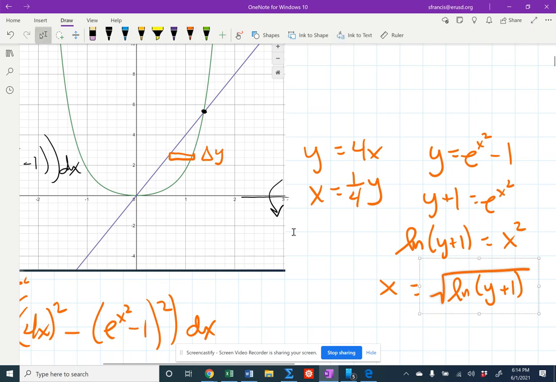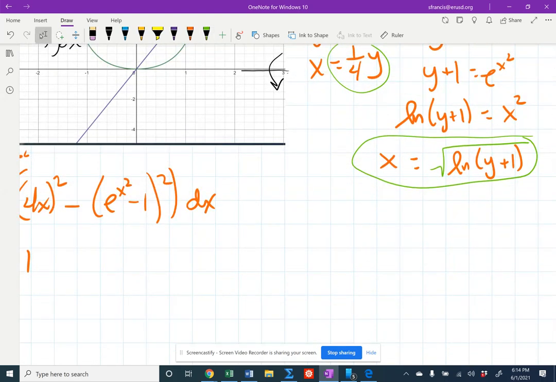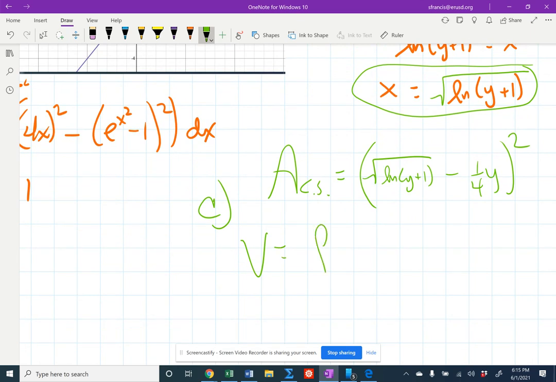Then this length right here is the side length of the square. I'm going right minus left, so I want this one minus this one for the area of the cross section. So the area of the cross section is going to be the right function minus the left function. And then it's a square, so we're going to square that length. And then the volume is going to be the integral.